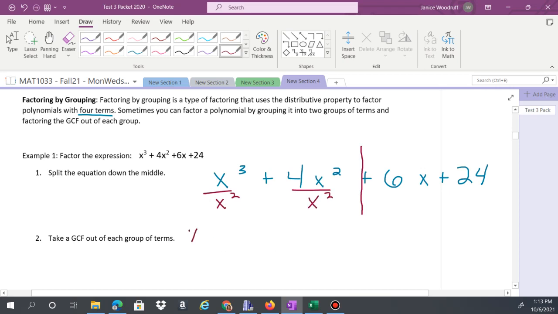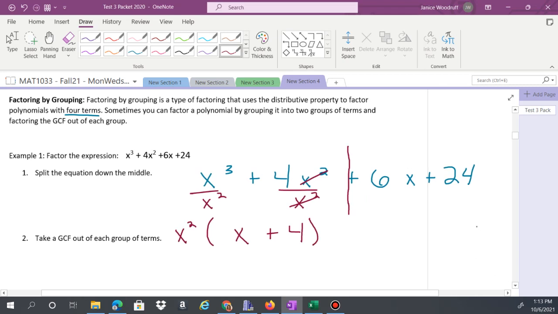Okay, so I put the GCF out here, and then in parentheses, I have x to the 3 minus 2 would be x to the first, or just x. Then here, these x squareds cancel, and I would bring down a plus 4. Then I'm going to look at the 6x and the 24. These are both divisible by what? 6. So here I'm going to go plus 6, and then in my parentheses I have 6x divided by 6. That'll just be x. 24 divided by 6, 4.